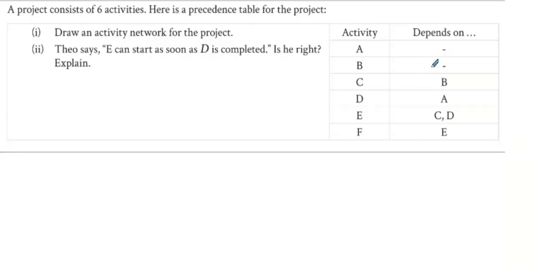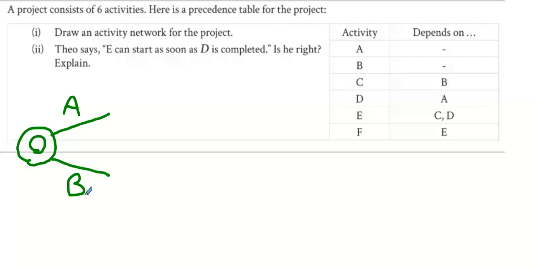See the way A and B depend on nothing. Nothing needs to be done before you can start A and B. So what we do is we draw what's called a node, and we call that 0. This is the beginning of your project. And when we're doing our project, we can do A, and we can also do B.